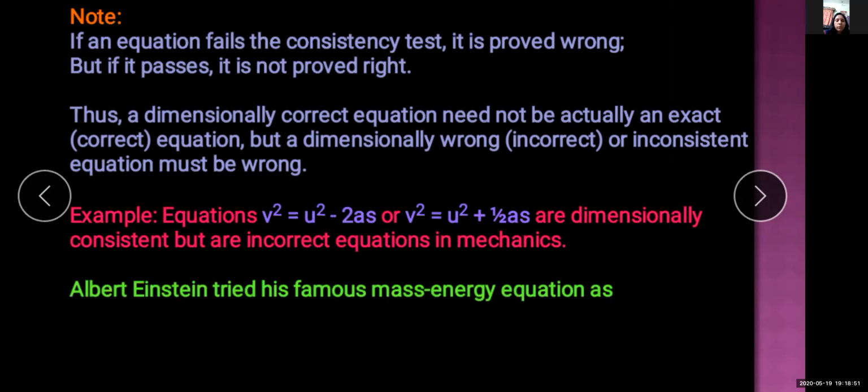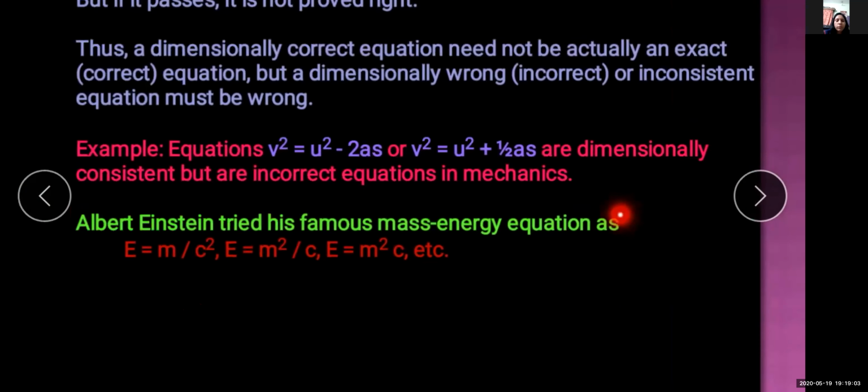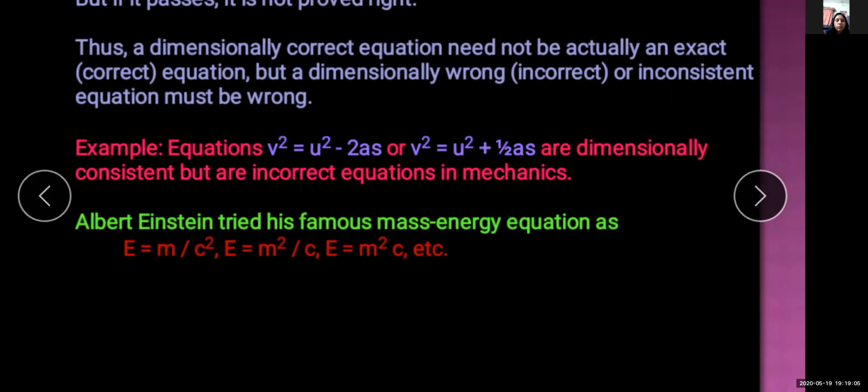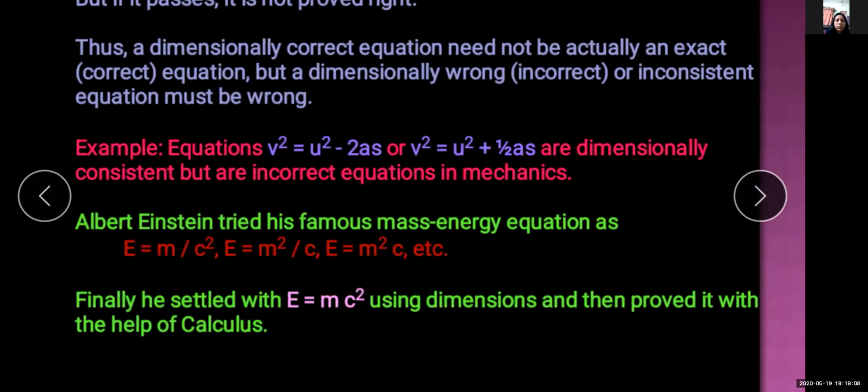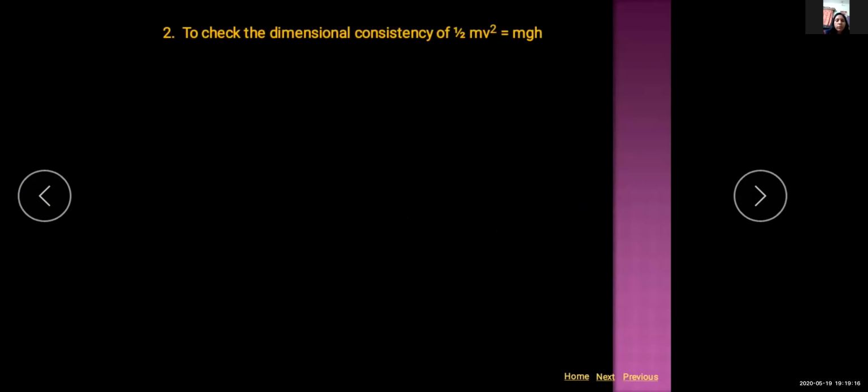Clear? Albert Einstein tried this for his famous mass-energy equation, as E equal to m upon c square, or E equal to m square upon c, or E equal to m square c, etc., because they have the same dimensions. But finally, he settled on E equal to mc square using dimensions and then proved it with the help of calculus. I hope this is clear to you.